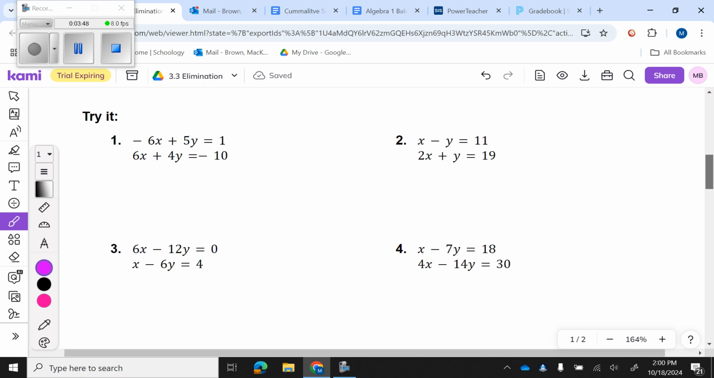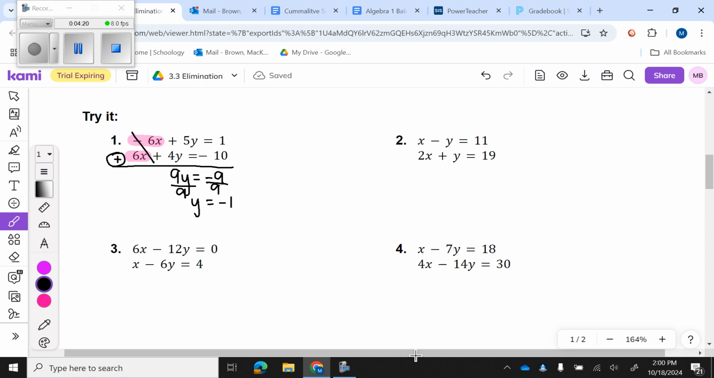All right, let's look at number 1. First thing I need to find is two things that have the same coefficient but opposite signs. These match, but they have opposite signs, so I'm good to go. I'm going to add to eliminate. Negative 6x plus 6x cancels and gives me 0. 5y plus 4y gives me 9y equals, 1 plus negative 10, I get negative 9. I'm going to divide by 9, and you get y equals negative 1.